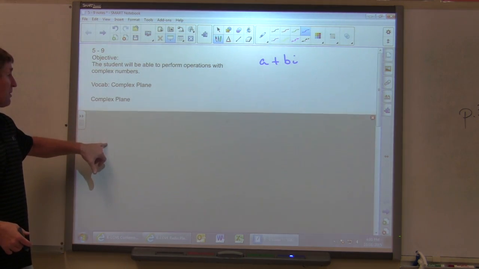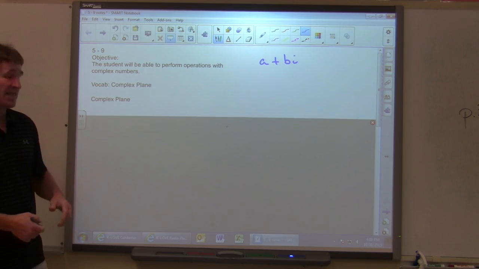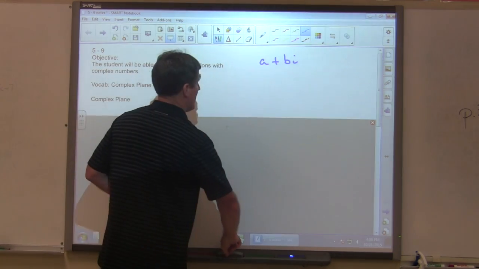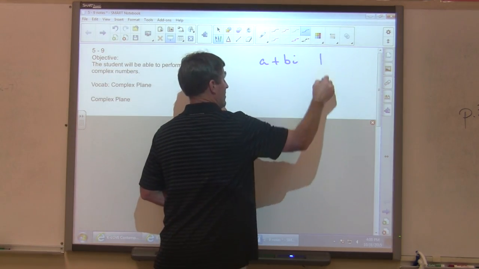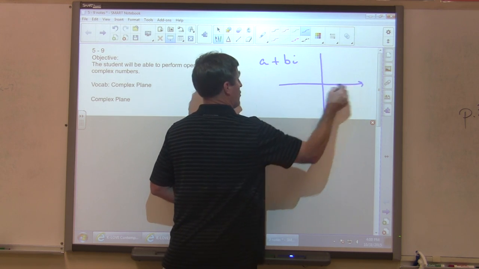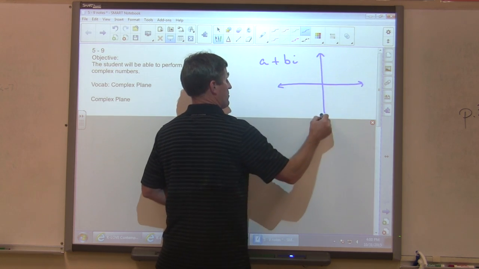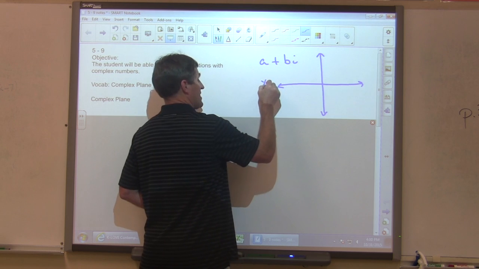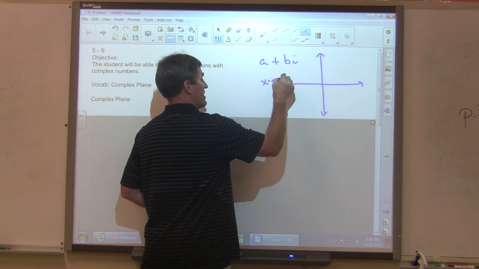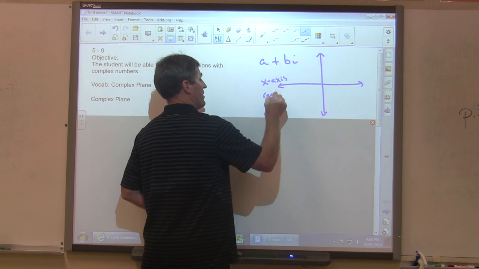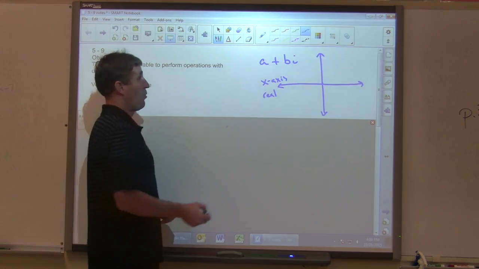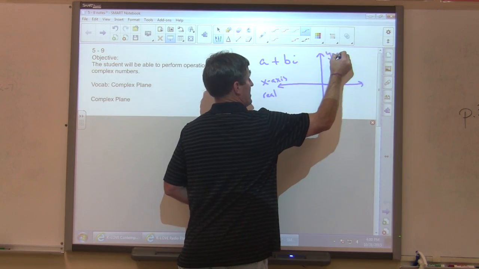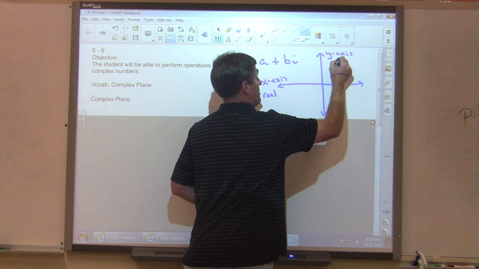Well, the complex plane is simply that we can take a complex number and now graph it like the coordinate graphing system. The x-axis is the real part of the graph, and the y-axis is the imaginary part.